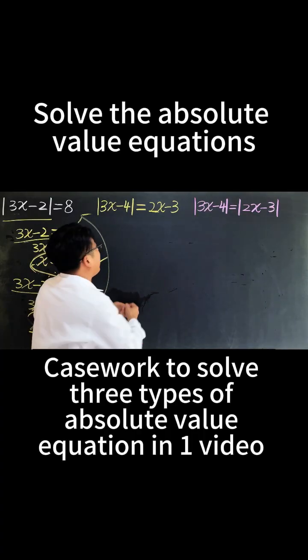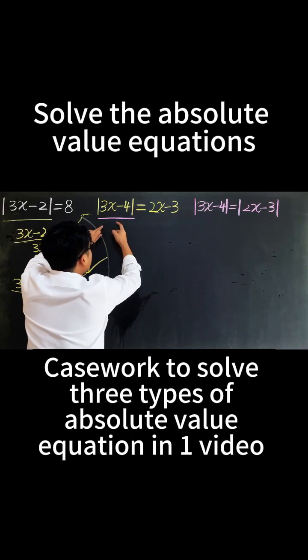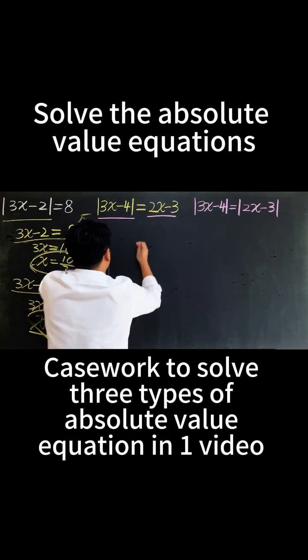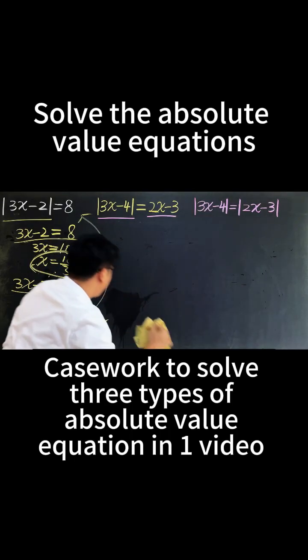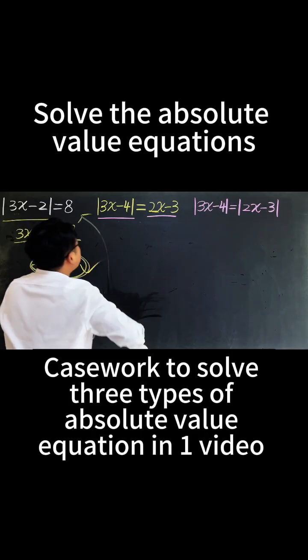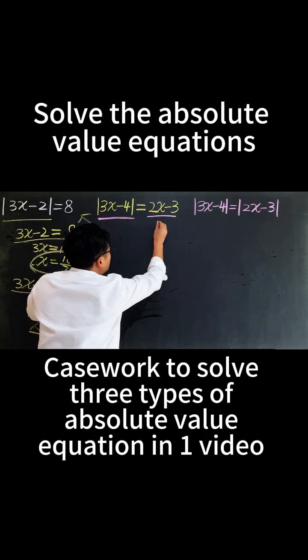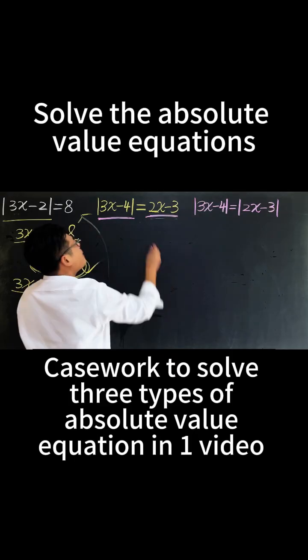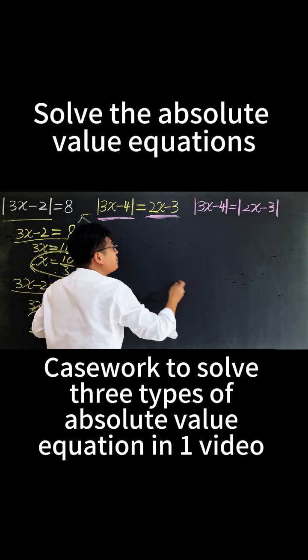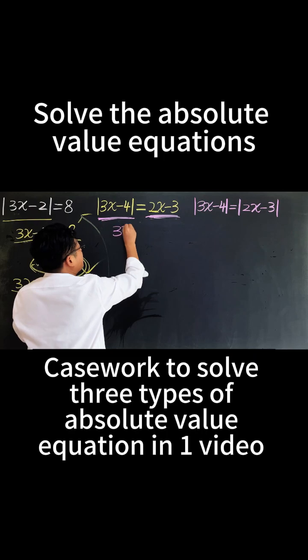Second, here, the left side is an absolute value and the right side is an expression. Again, there are 2 cases. Either this expression equals itself or it equals its opposite, right? So there are 2 cases as well. Just calculate both cases and that's it.